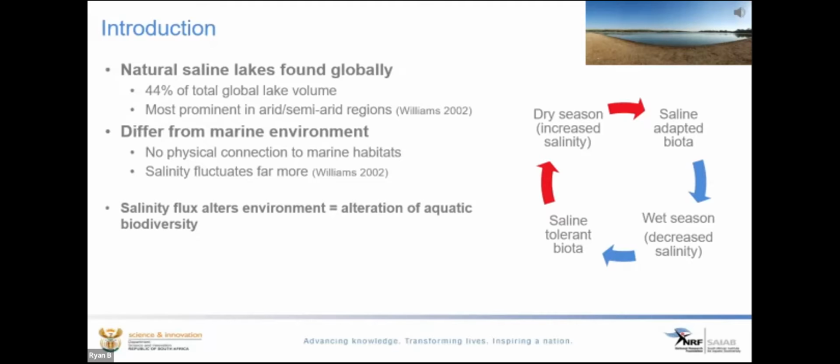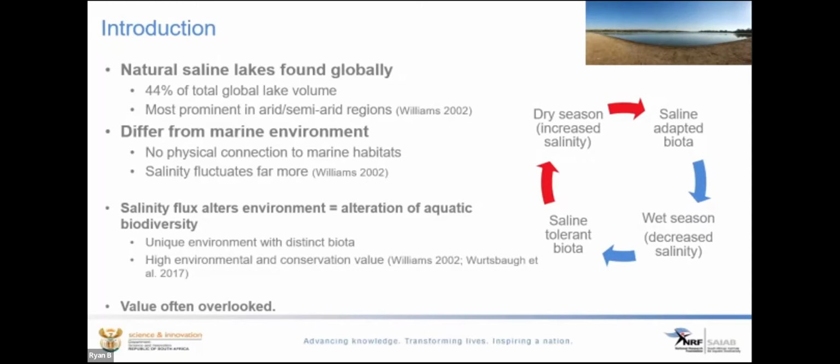These fluxes in salinity occur naturally and usually on a seasonal or annual basis through the introduction of fresh water. These changes in salinity also alter the aquatic environment and thus also the aquatic community structure. Generally speaking, you will find that there are more freshwater or saline tolerant taxa during the wet season when there is a decreased salinity, while in the dry season, when salinity is slightly increased, the biota will be more saline adapted. This creates a highly unique environment with distinct aquatic biota.